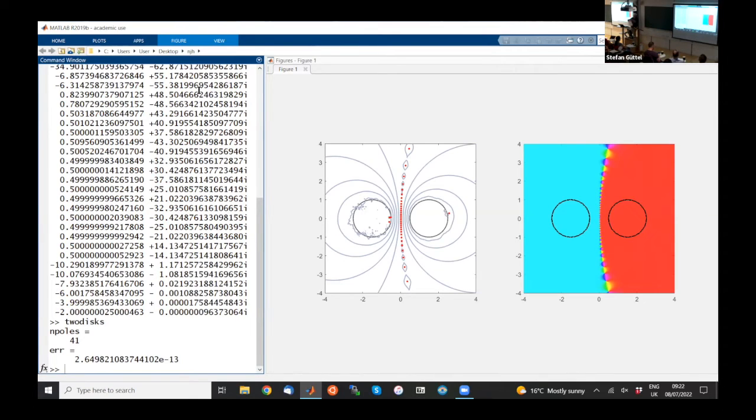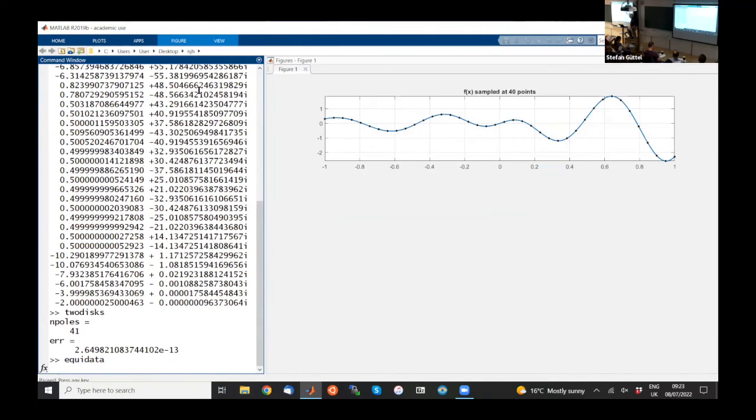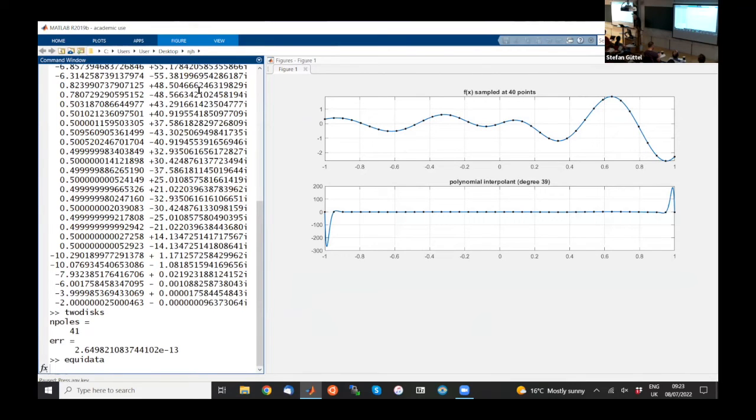The next one is, Don Huybrechts and I are currently writing a paper on this one. It's the business of approximation from equispaced data. So if I type equidata, you'll see here is an analytic function sampled at 40 equally spaced points on the unit interval. Now, you know, approximation from equally spaced data is a problem. You certainly can't use ordinary polynomial interpolation because of the Runge phenomenon. In fact, if you do use ordinary polynomial approximation, there's your interpolant of degree 39 with terrible inaccuracy near the boundary.